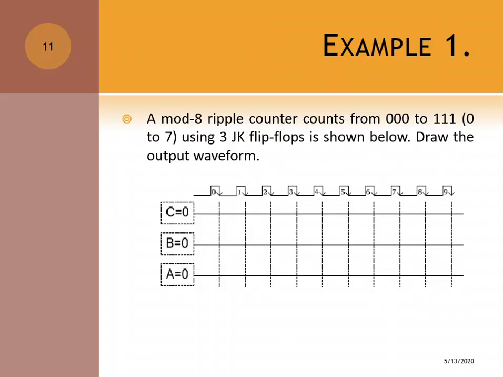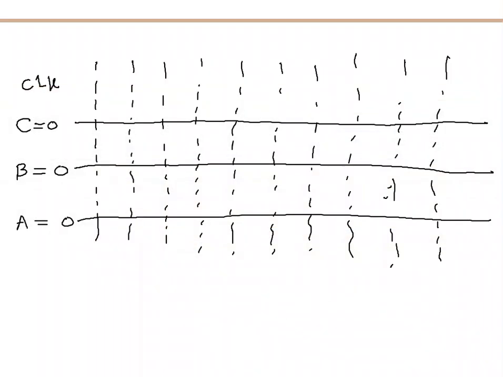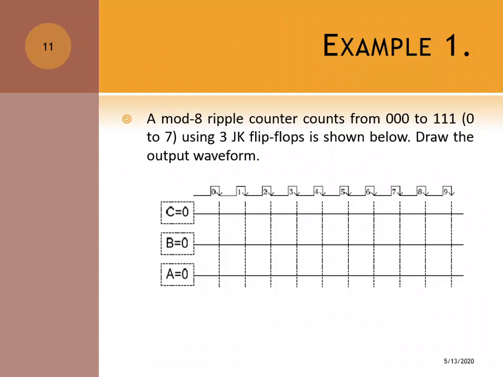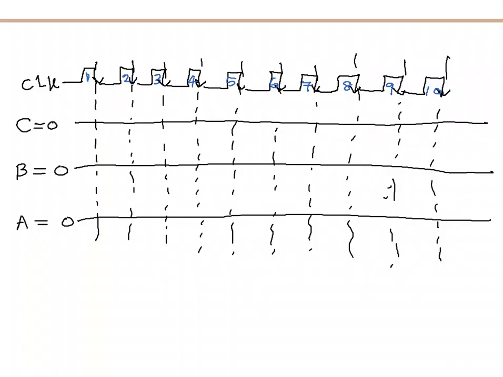3, 4. Okay. So this is the same figure. So now we are going to draw the ripple counter for this one, mode 8 ripple counter, or we call it sometimes as asynchronous counter.